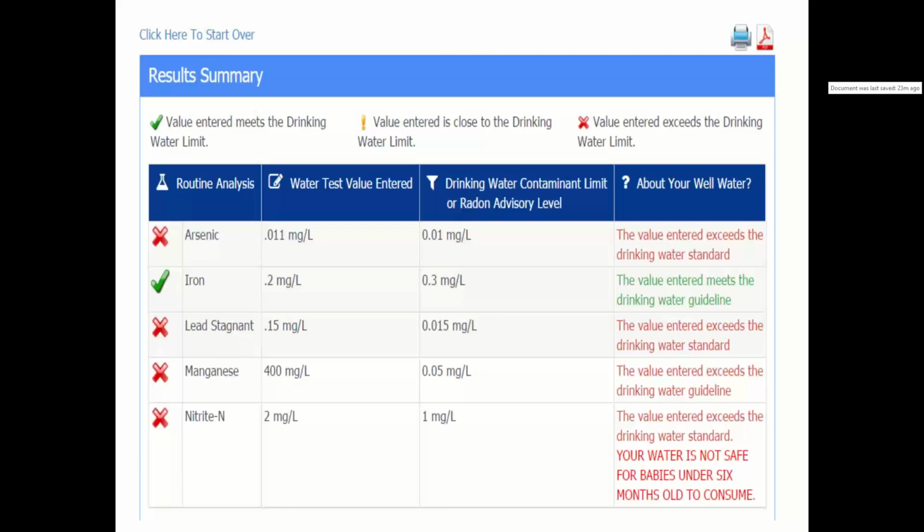Once you've submitted your lab test results, the Be Well Informed Guide then generates a report that users can save, print out, and discuss with a treatment vendor. The report is composed of 3 parts. Part 1, which you see here, is the results summary. So this provides an overview of the values entered and compares it to the current standard or MCL, and it lets you know whether or not the test results meet the drinking water guidelines.